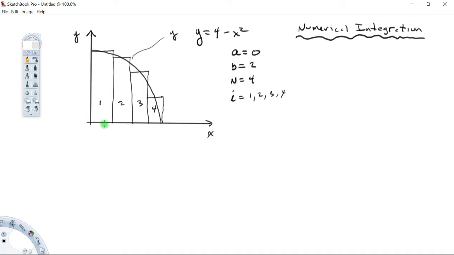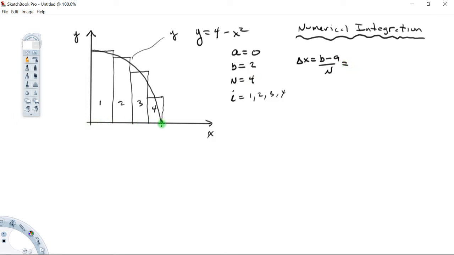To calculate the areas, I'm going to need a couple of things. One, we're going to need the width of these rectangles. In the language of math, that's what we would typically call a delta x. You can usually get delta x by taking b minus a over n. That's your upper bound minus your lower bound, divided by how many rectangles. That's a pretty simple calculation in this case.